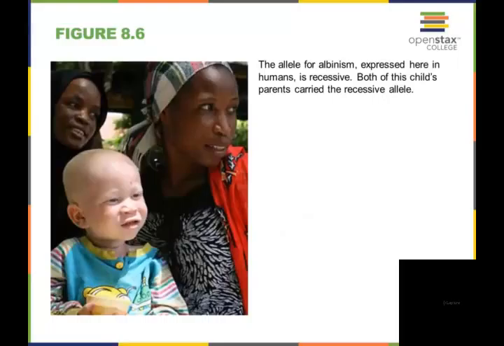So the allele for albinism is expressed in humans, but it's recessive. So what that means is both of the parents have to carry the recessive allele, and both of them have to get passed on to the offspring. So albinism is seen in all races of humans.